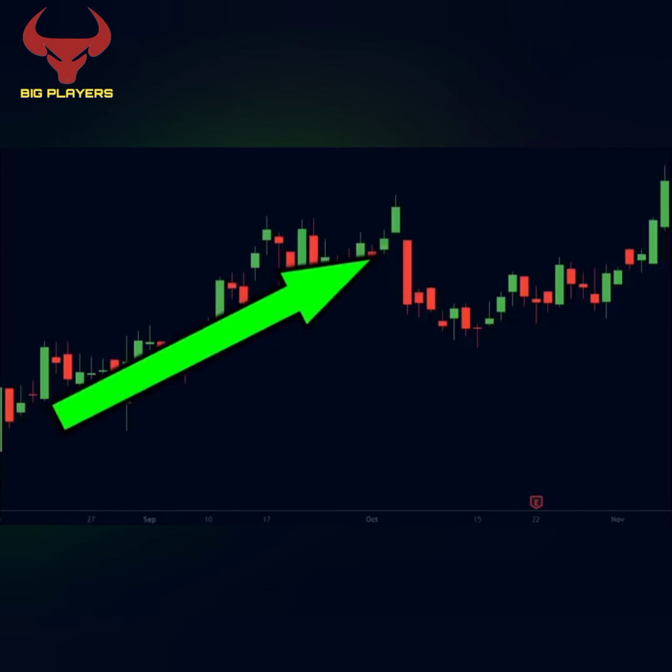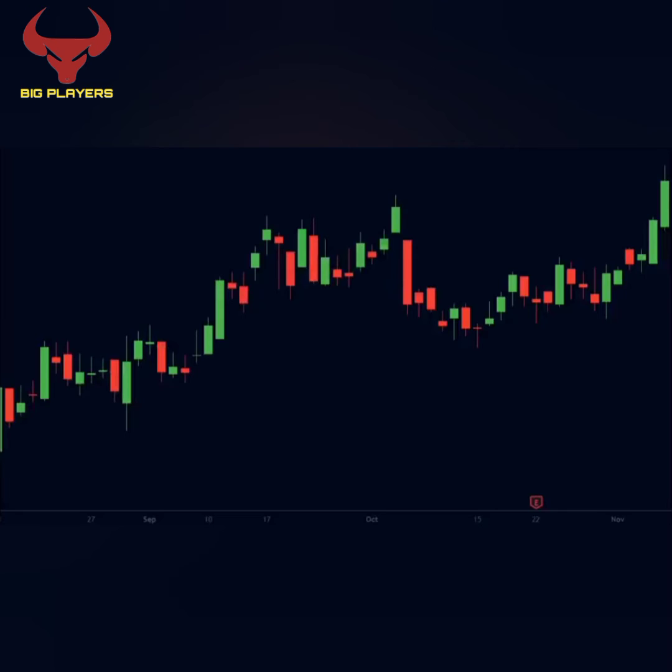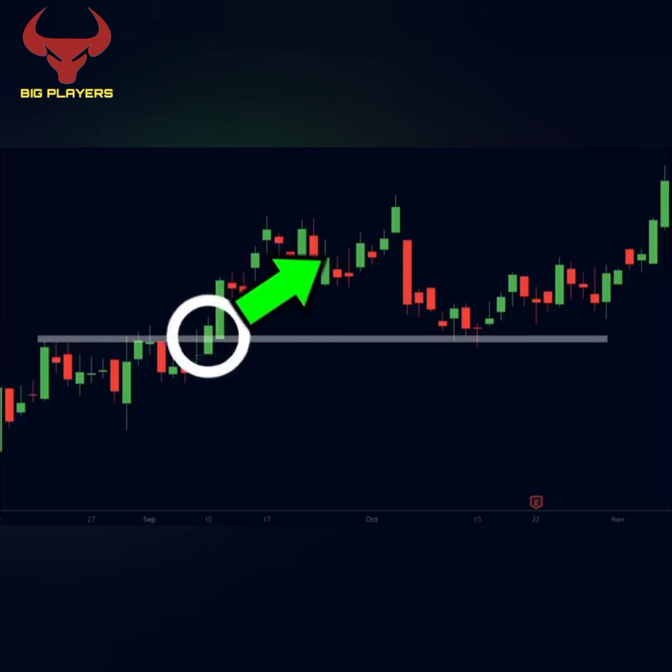Here we see that the price was in an uptrend. The stock faced resistance twice at this price. So we marked this level as a resistance. Then, the price broke out of the resistance level and rallied.